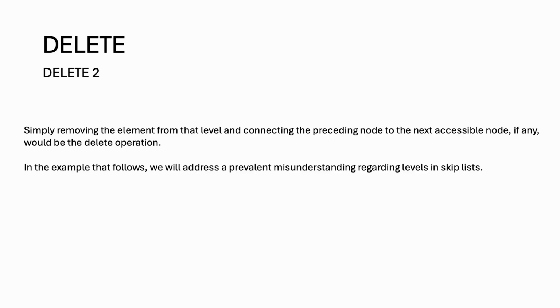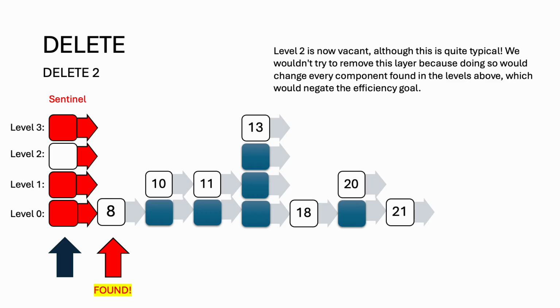In the delete operation example that follows, we will clear up a prevalent misunderstanding regarding the levels in a skip list. We started by searching for the element to delete, we found it, and we deleted it. So we'll see what happened next.